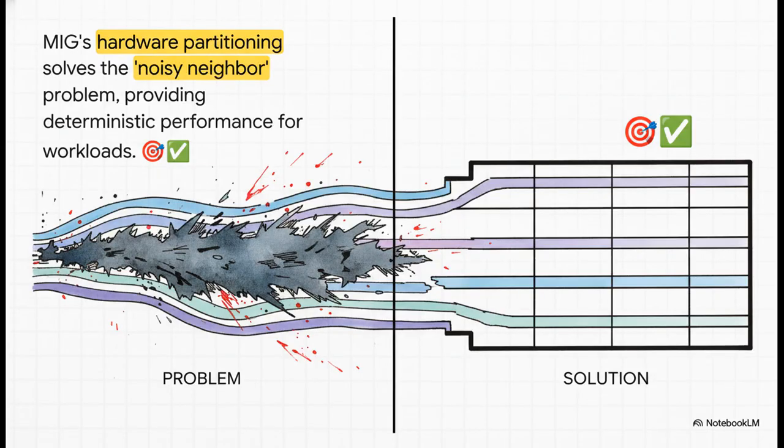So let's wrap this all up. What's the one thing you should really take away from this? MIG is NVIDIA's answer to that noisy neighbor problem. It uses hardware partitioning to give you deterministic, predictable, and super secure performance, especially for those critical multi-tenant workloads.